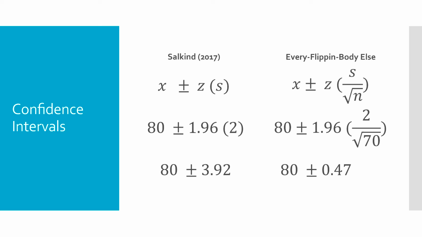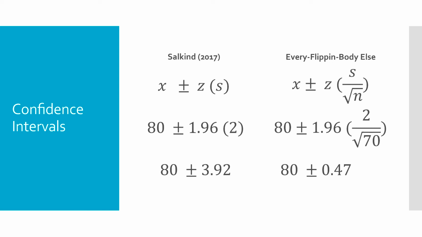So Salkind suggests that one way you can test for confidence intervals is to take the mean plus or minus the z-score times the standard deviation. So for the first of the two examples on the third prompt, the mean was 80 plus or minus 1.96, which is the z-score for 95%, right? Times 2 standard deviations. Well, under Salkind's formula, then you have 80 plus or minus 3.92.